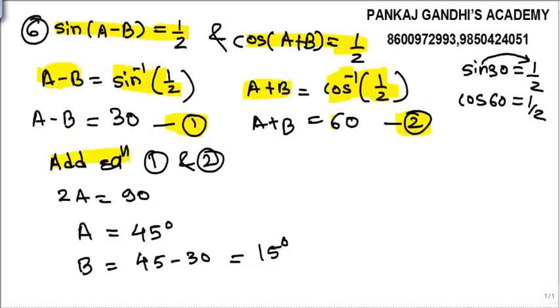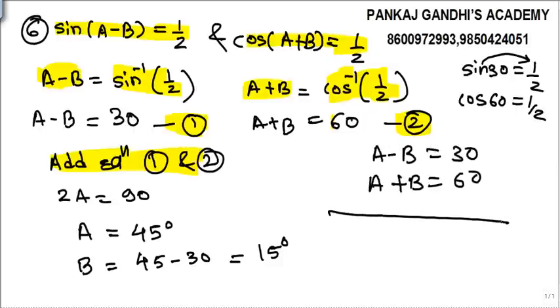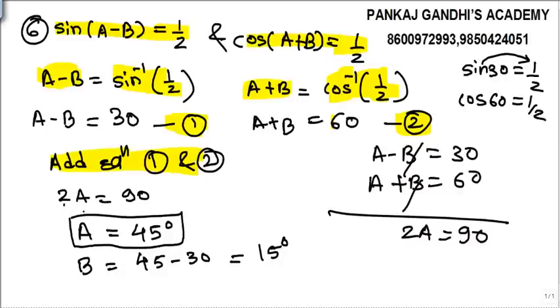So first, we will add equation 1 and 2. When we add these equations, a minus b is equal to 30 degrees and a plus b is equal to 60 degrees. For the values of a and b, we will add, so the b will get cancelled and we will get 2a is equal to 90. So 2a is equal to 90, so obviously a is equal to 45 degrees.